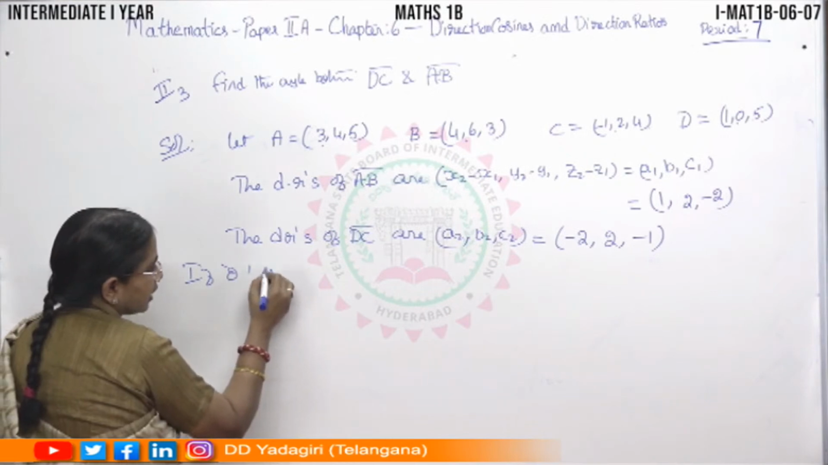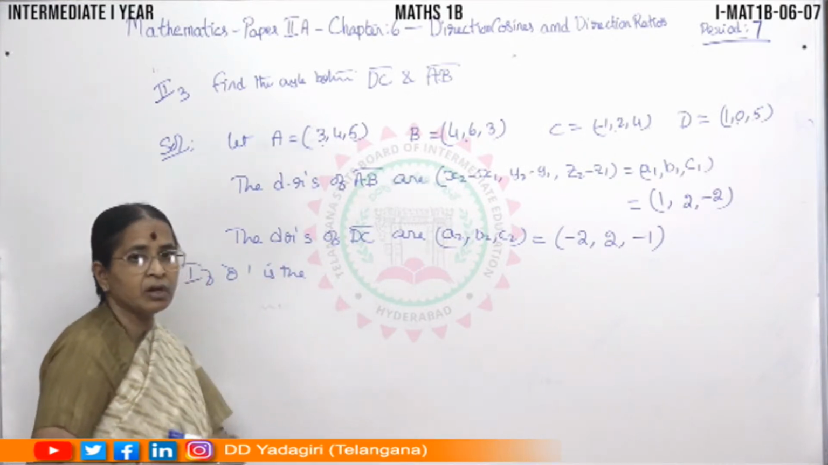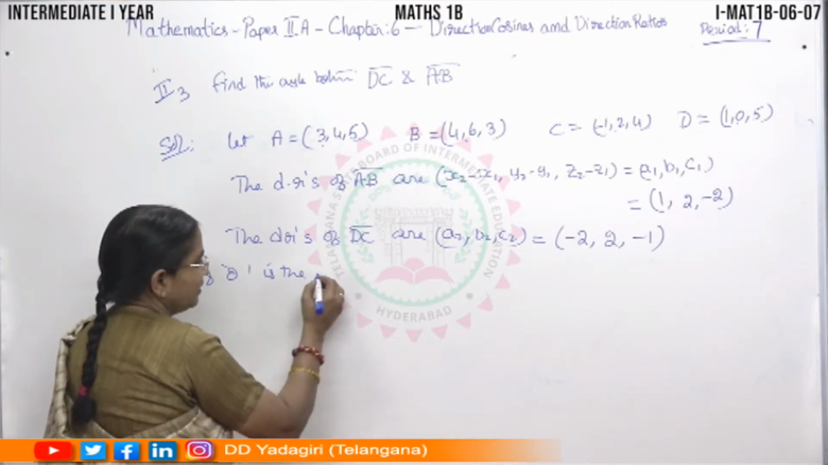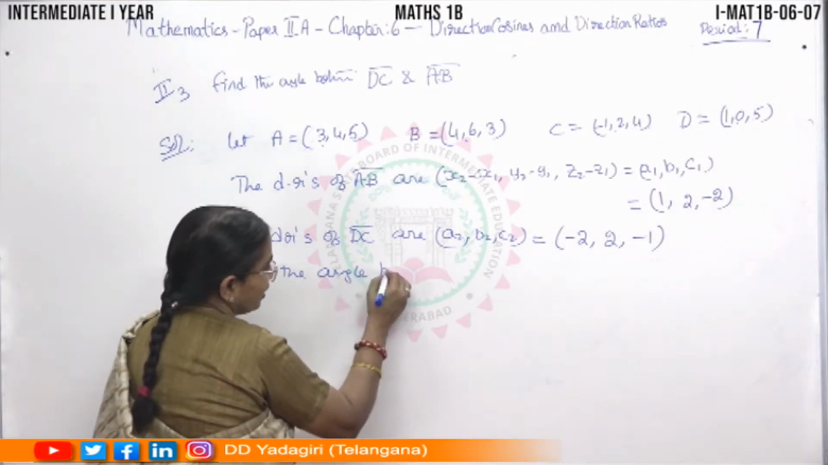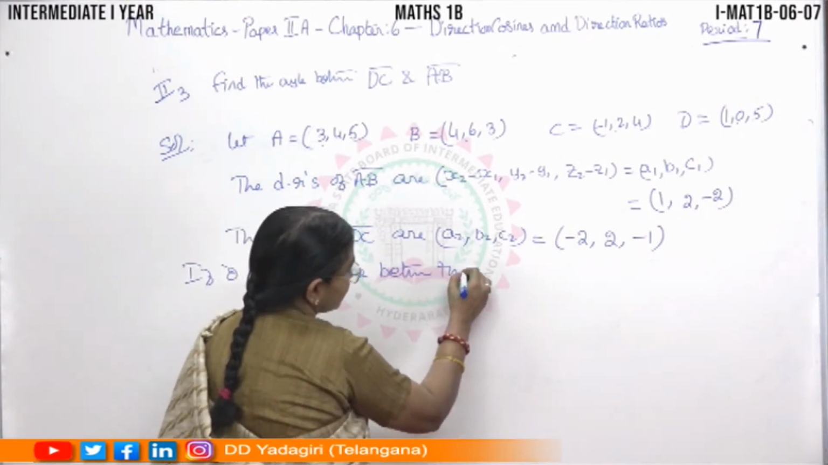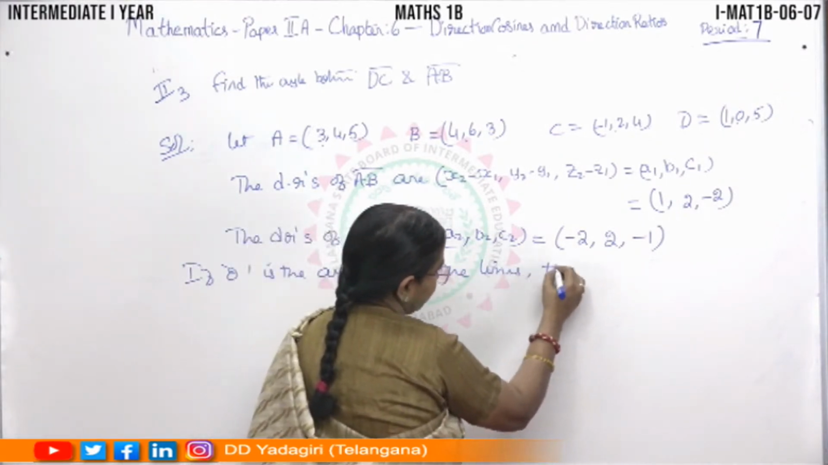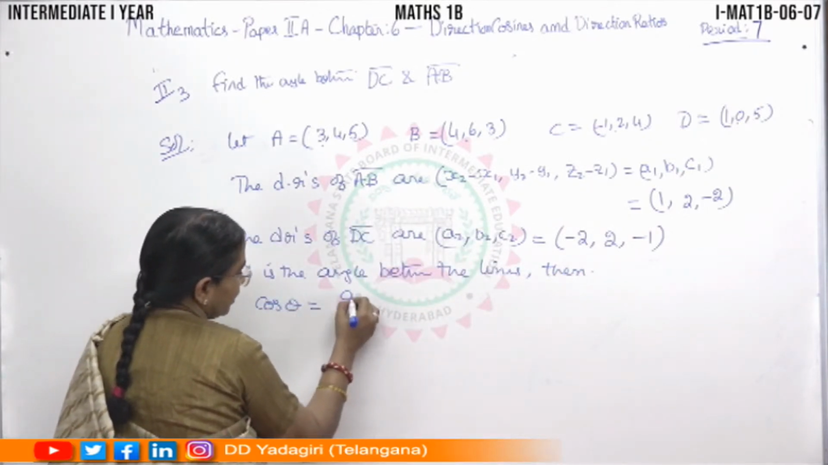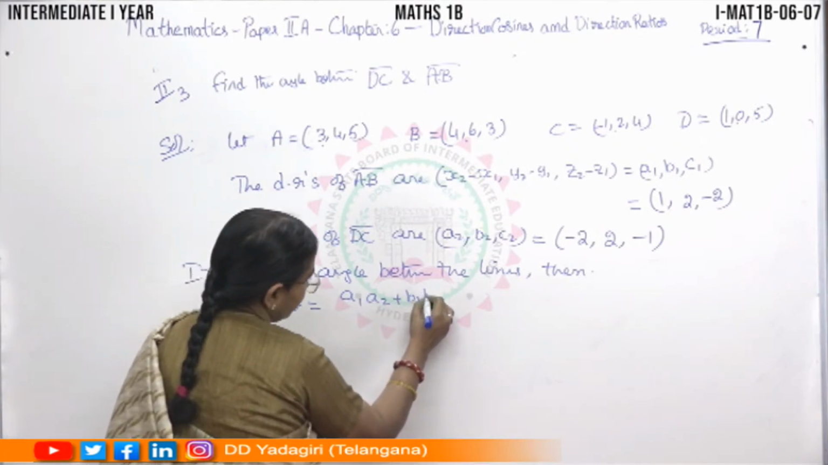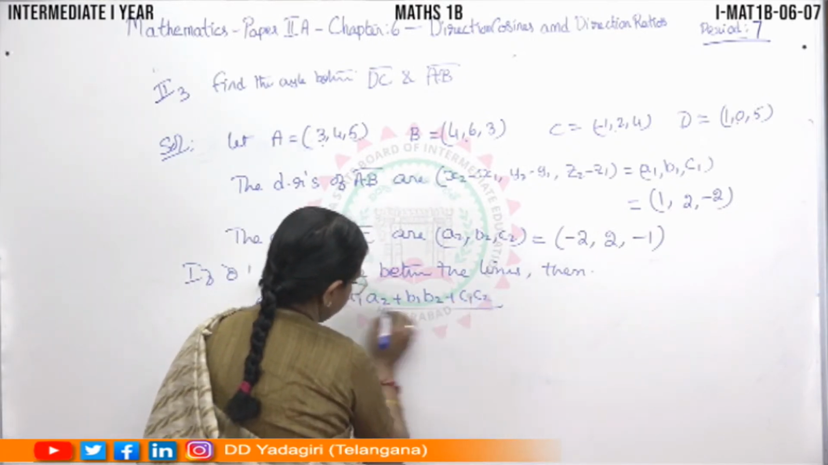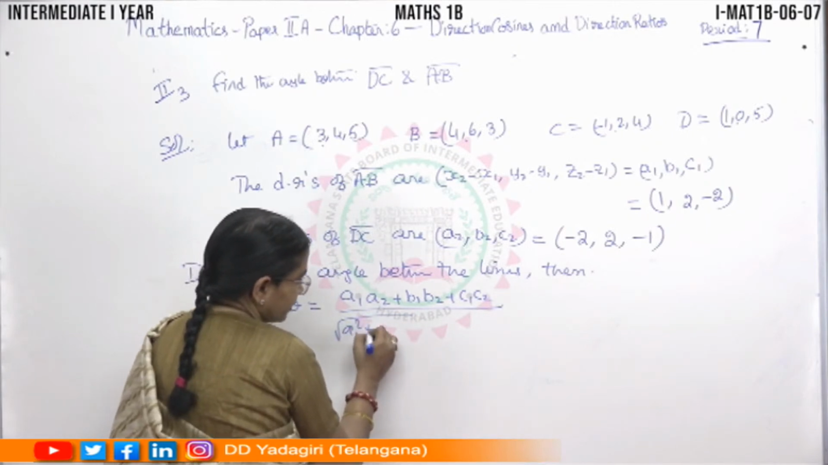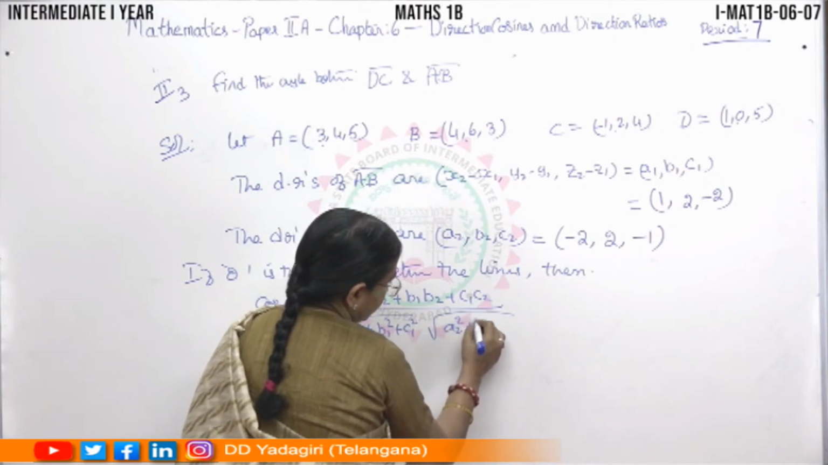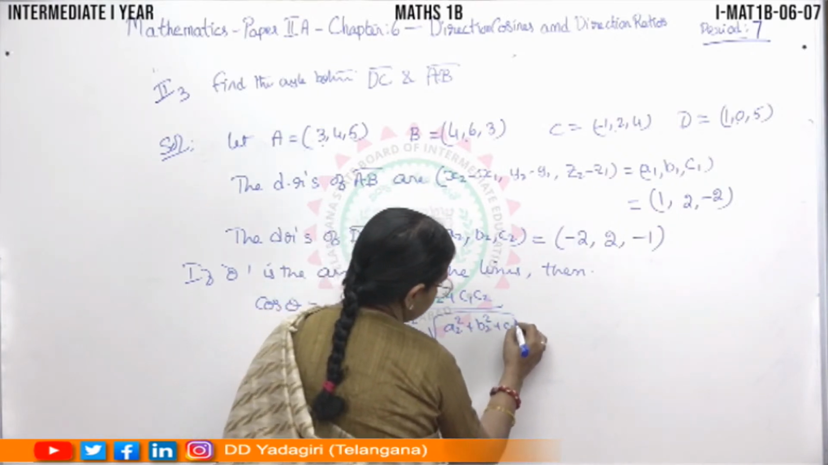If theta is the angle, in the earlier problem we found cos theta. Now here you have to find the theta. If theta is the angle between the lines, then cos theta is equal to A1 A2 plus B1 B2 plus C1 C2 by root of A1 square plus B1 square plus C1 square into root of A2 square plus B2 square plus C2 square.